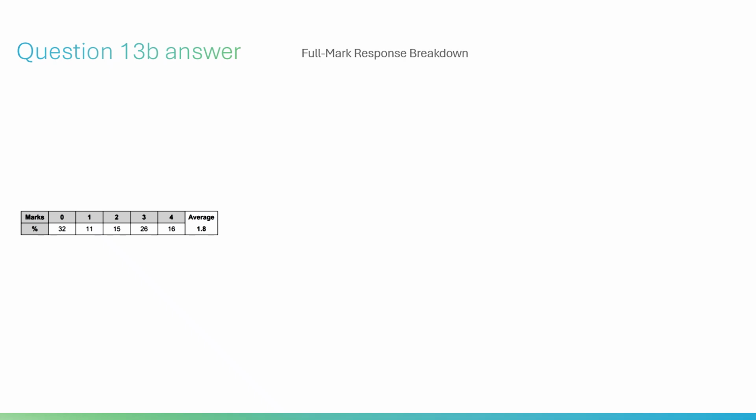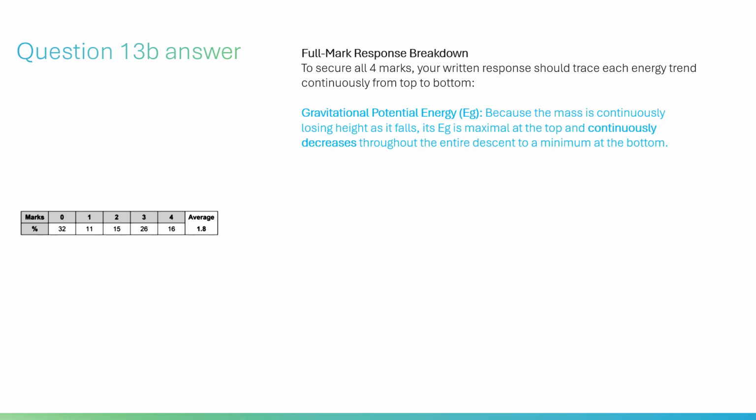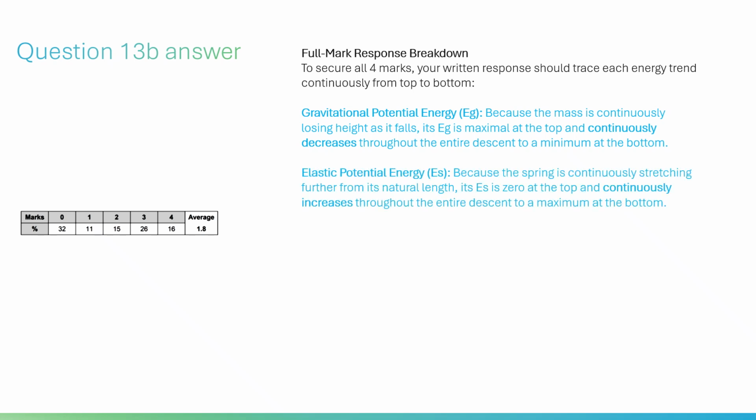Full mark response breakdown. To secure all 4 marks, your written response should trace each energy trend continuously from top to bottom. Gravitational potential energy, Eg: because the mass is continuously losing height as it falls, its Eg is maximal at the top and continuously decreases throughout the entire descent to a minimum at the bottom. Elastic potential energy, Es: because the spring is continuously stretching further from its natural length, its Es is 0 at the top and continuously increases throughout the entire descent to a maximum at the bottom.